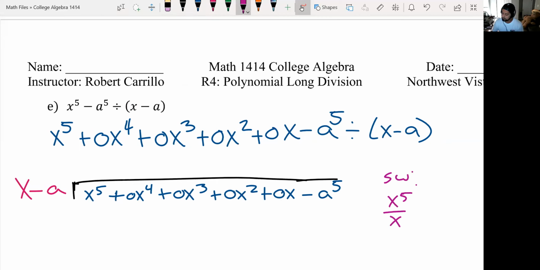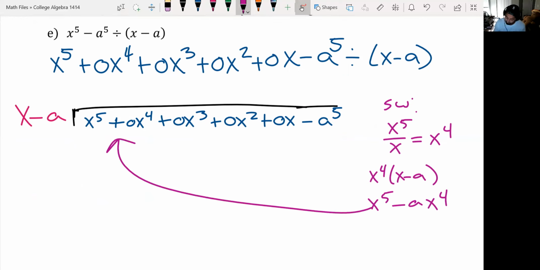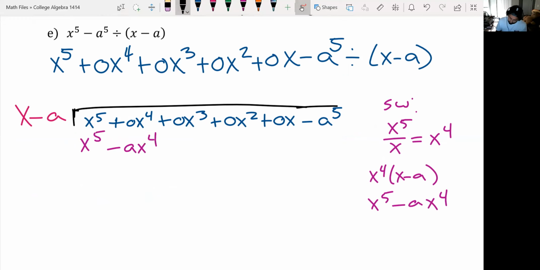X to the 5th over x will multiply by x to the 4th. And x to the 4th times x minus a is x to the 5th minus ax to the 4th. And just like all the other ones, that goes underneath here in the right places. X to the 5th minus ax to the 4th. Operation is subtraction. Your x to the 5th, gone.